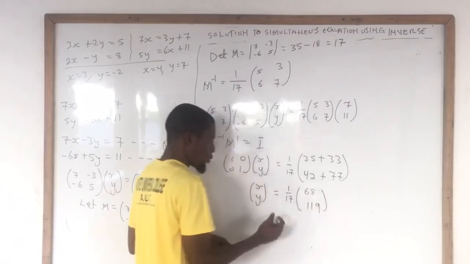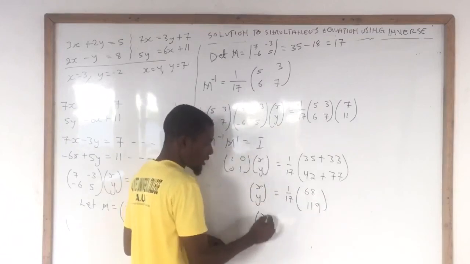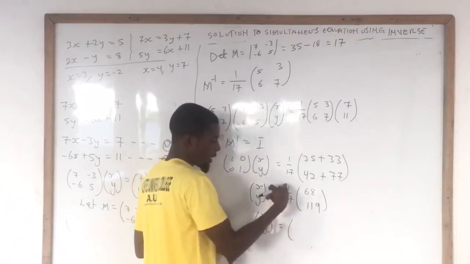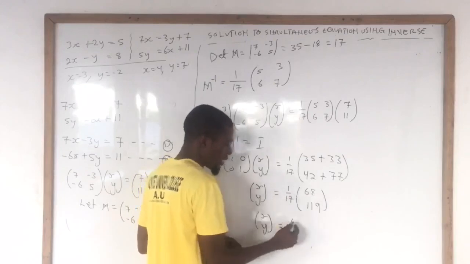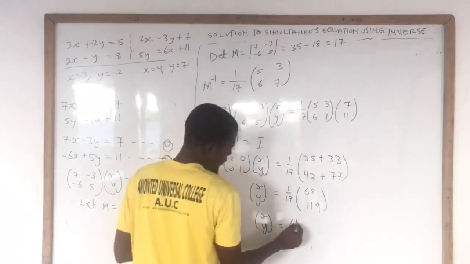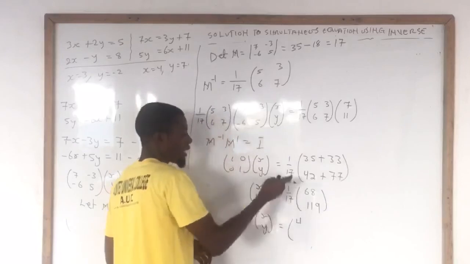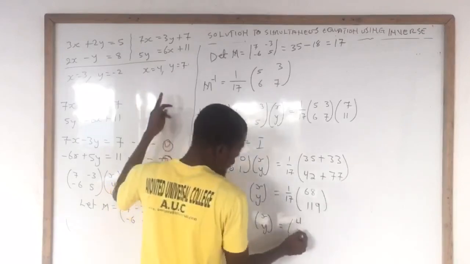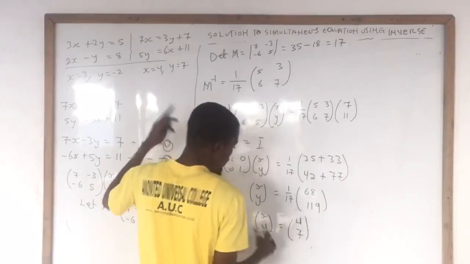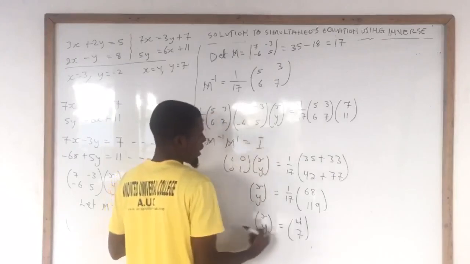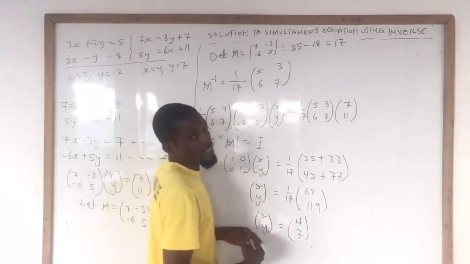Yes. So expanding this one, you realize that if you multiply 1 on 17 with 68, you are going to get 4. And if you multiply 1 on 17 with 119, you are going to get what? 7, right? Which gives you x equals 4 and y equals 7.